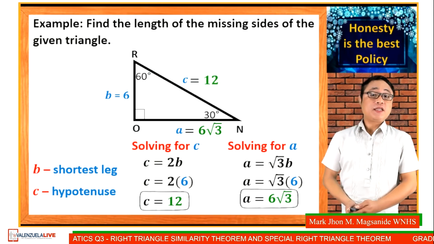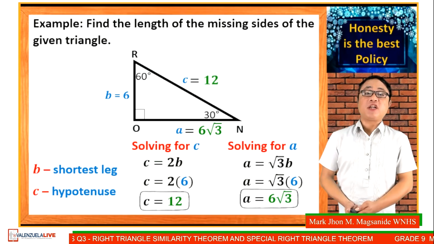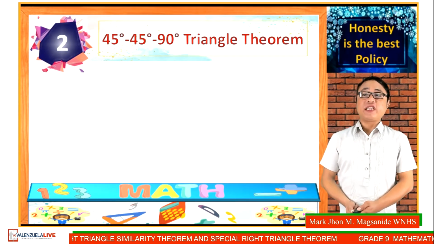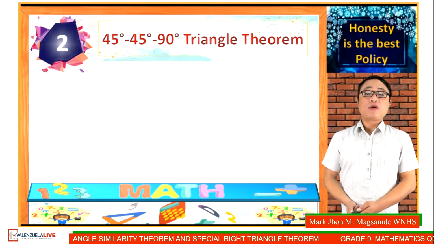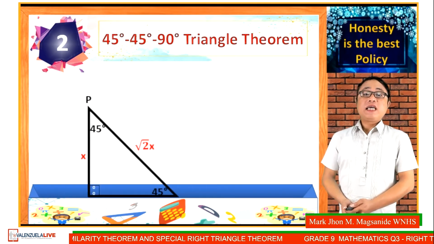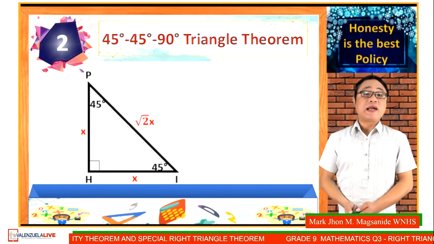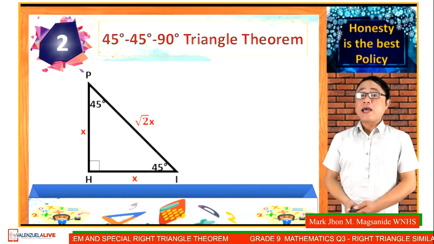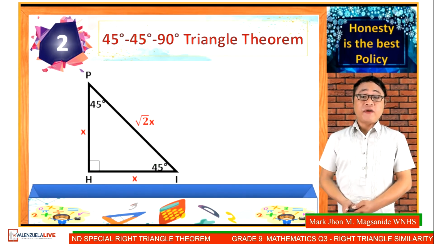Let us now proceed to the second theorem of the special right triangle, and that is the 45-45-90 triangle theorem. In the figure, given triangle PHI with a right angle at angle H, and angle P and angle I both measure 45 degrees.